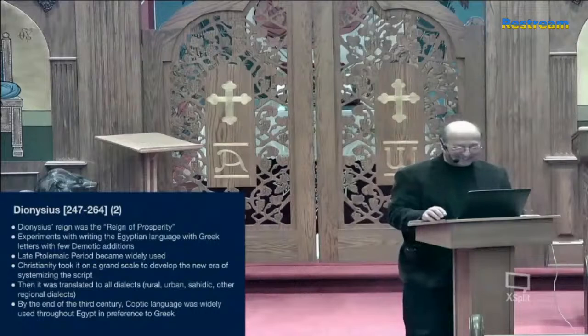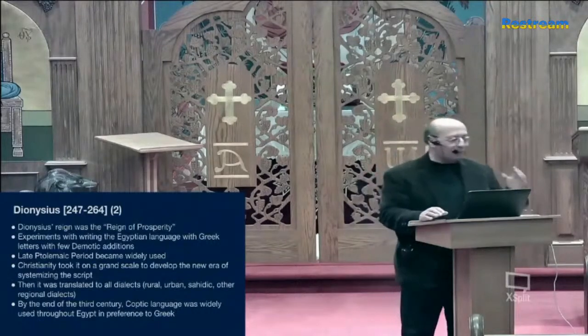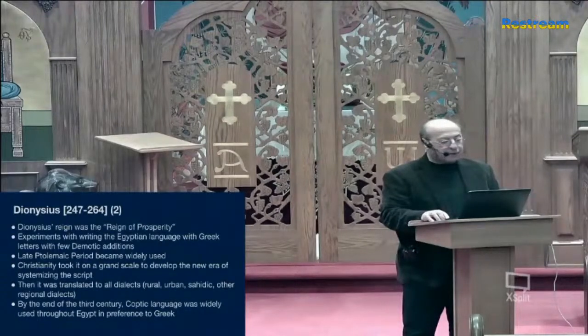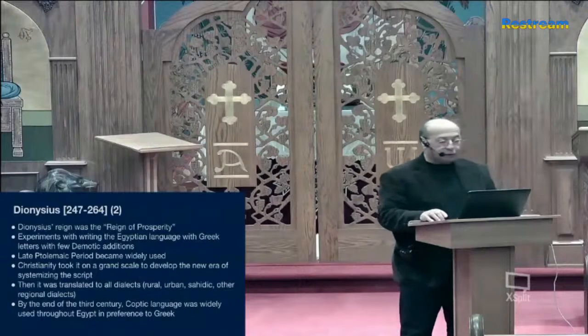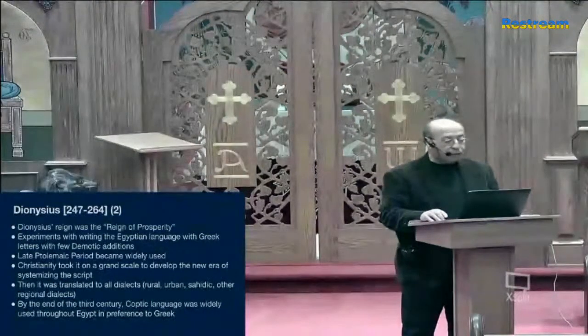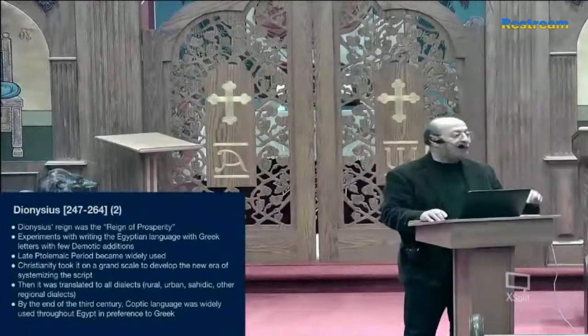So this is Upper Egypt. I'm just trying to make it interesting. By the end of the 3rd century, the Coptic language was widely used throughout Egypt in preference to Greek. So it became the written language.